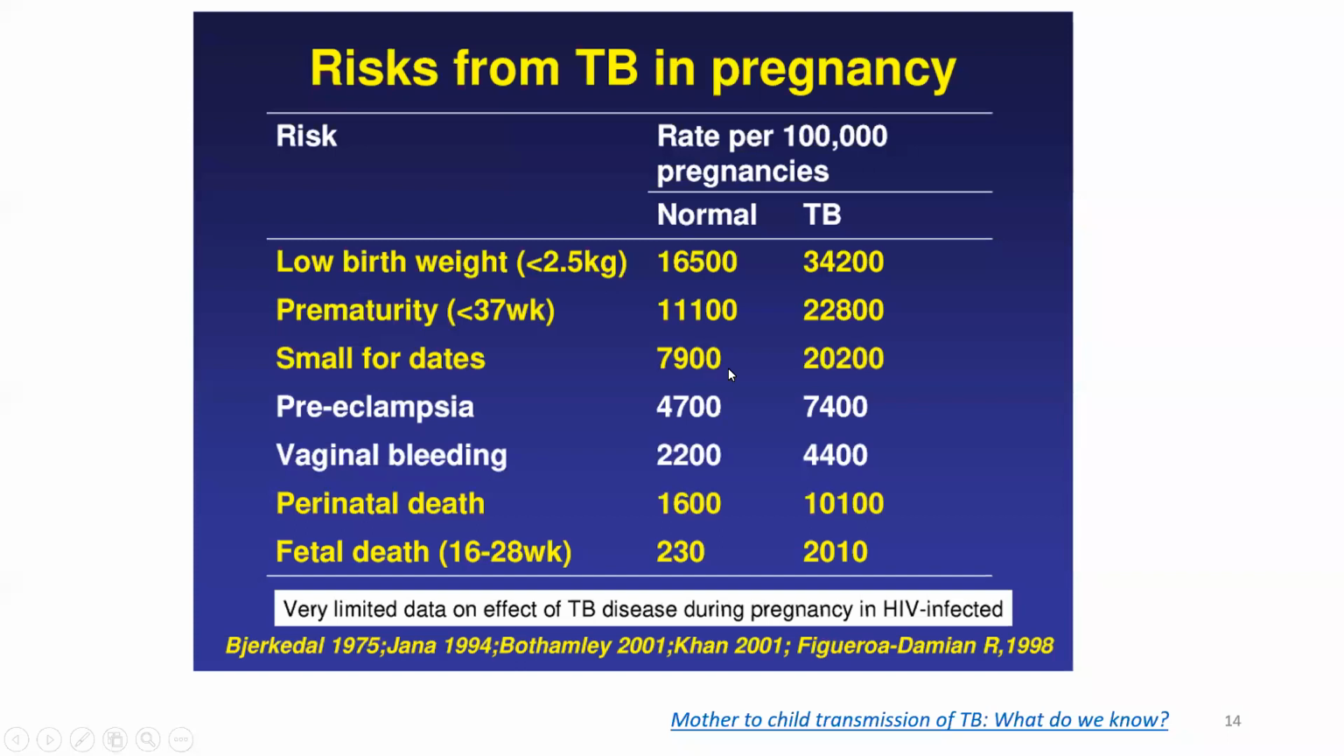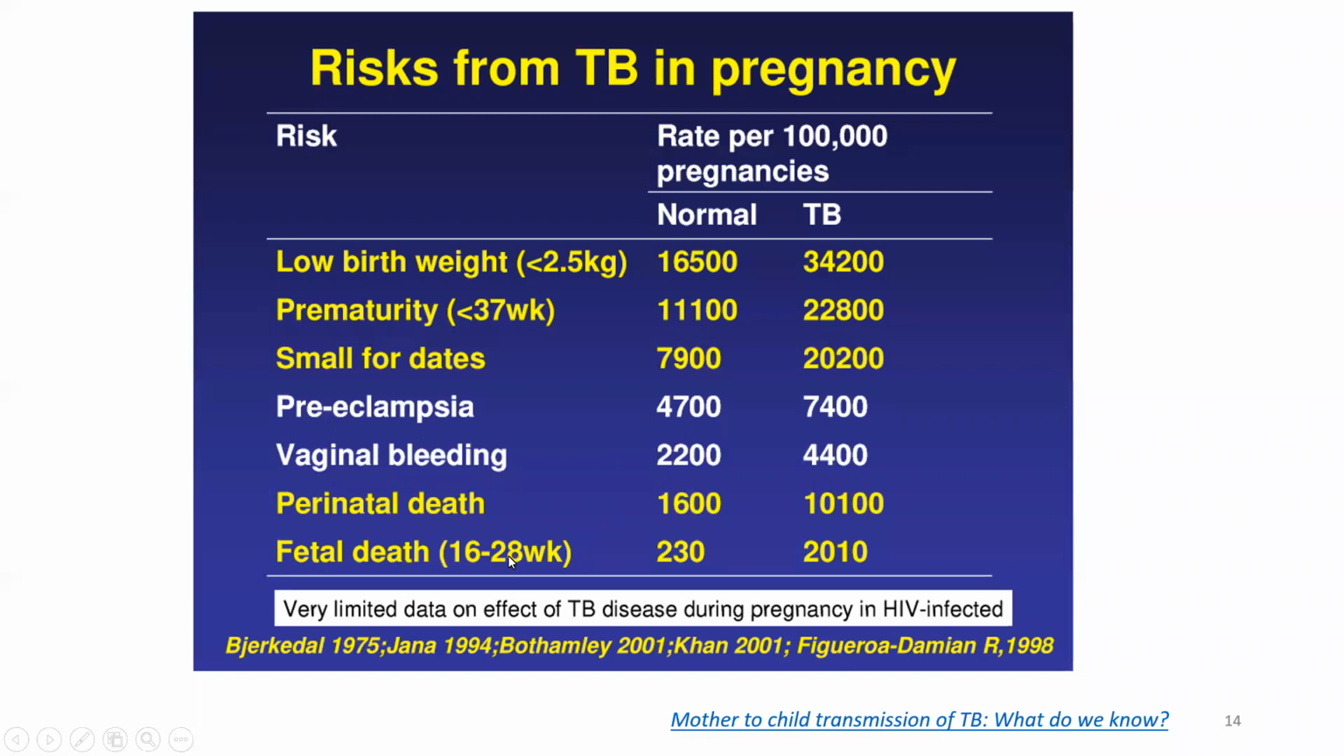For small for dates, it was 7,900 babies from mothers who had no TB, but with mothers with TB, 20,200, almost triple the normal number. Pre-eclampsia: 4,700 of the pregnant women had it without TB, and those with TB, 7,400. It's a higher number, so that shows the impact of TB on these women. Vaginal bleeding: 2,200 for those who had no TB, but those who had TB, it was double the number. Perinatal death, babies dying with mothers without TB, were 1,600, but with TB, 10,100. So it was quite a higher number.